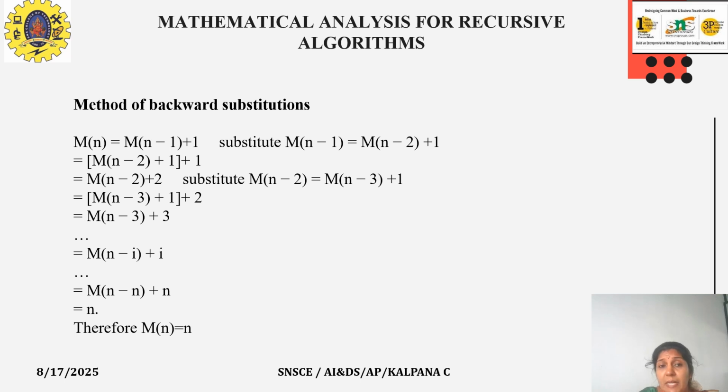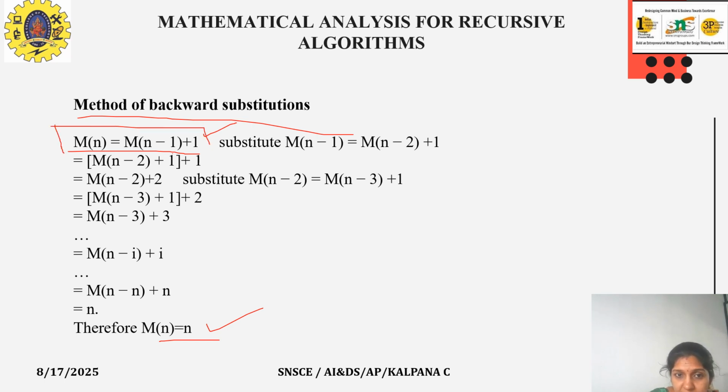So here we'll apply backward substitution to derive the order of growth, whether it is n square, n, or 2 power n. We have studied the order of growth, no? So with the help of backward substitution, we are going to identify this. How can we do it? M of n is equal to M of n minus 1 plus 1. This is the equation we had with the help of the basic operation.